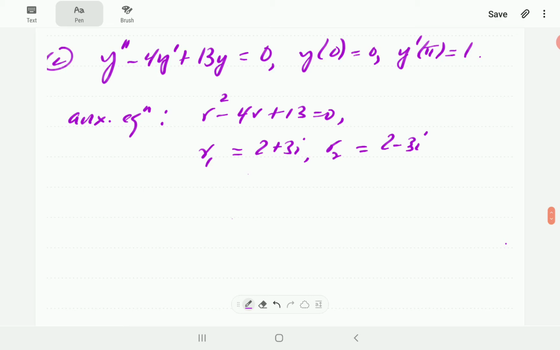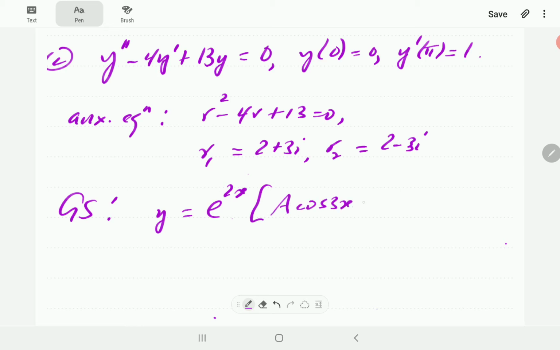Okay, so that means our general solution is going to be e to the 2x, not 2 alpha, e to the 2x, (a cosine 3x plus b sine 3x). Alpha is 2 and beta is 3.